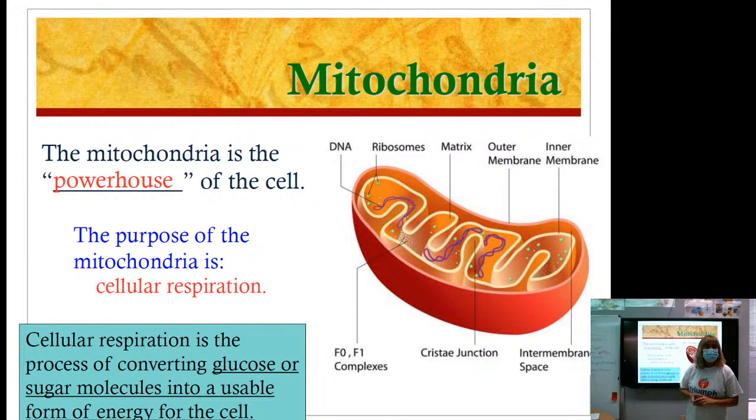Basically, cellular respiration takes a glucose or sugar molecule and breaks it down into a usable form of energy. That form of energy is not on here, but it's called ATP. And we will be talking about ATP a lot throughout the year. But for now, I want you to know that the mitochondria is the mighty mitochondria, the powerhouse of the cell where cellular respiration occurs. And right now, just know that this is where they take the glucose or sugar molecules and turn it into a usable form of energy.